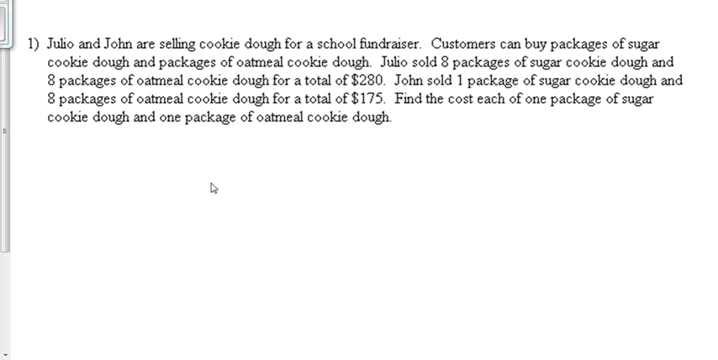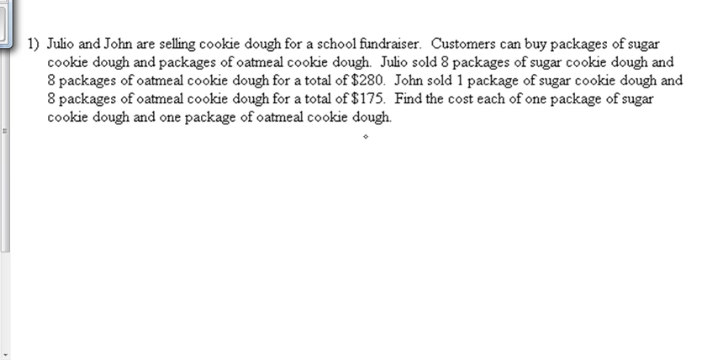So Julio and John are selling cookie dough for a school fundraiser. Customers can buy packages of sugar cookie dough and packages of oatmeal cookie dough. All right, Julio sold 8 packages of sugar cookie dough and 8 packages of oatmeal cookie dough for a total of $280. So that's going to be the equation right there.